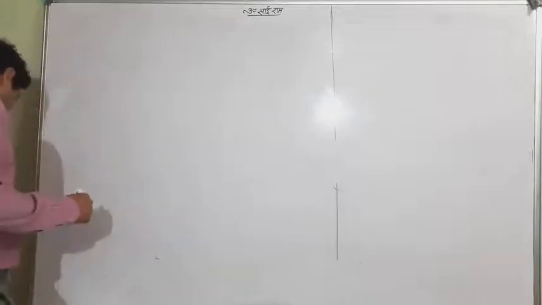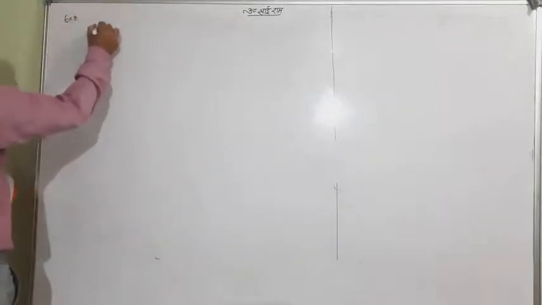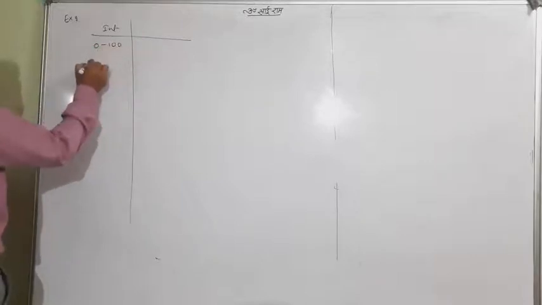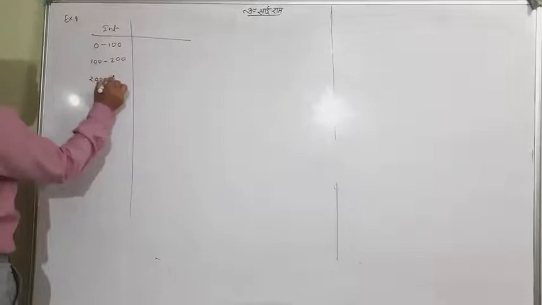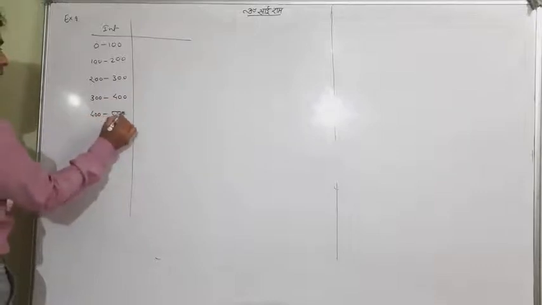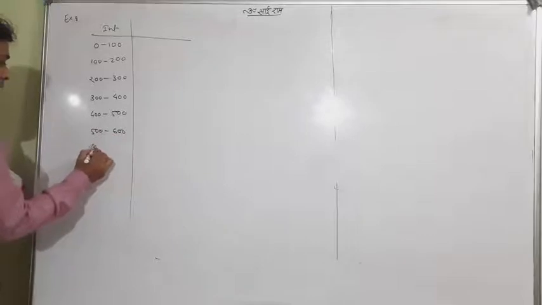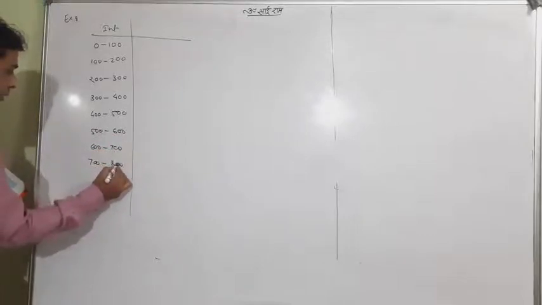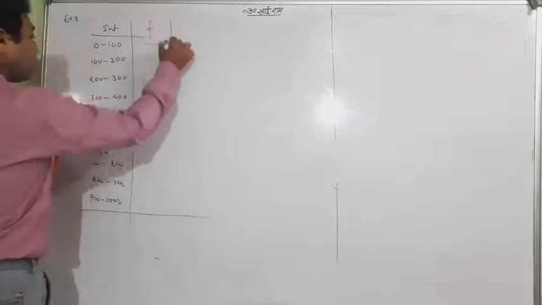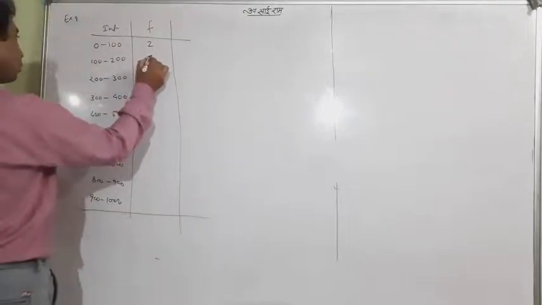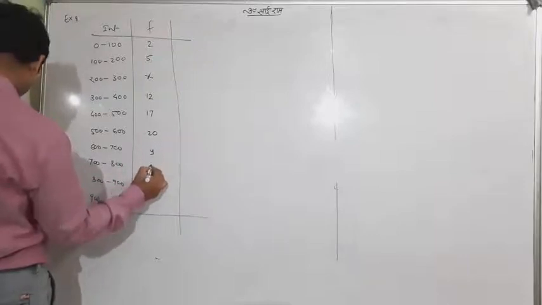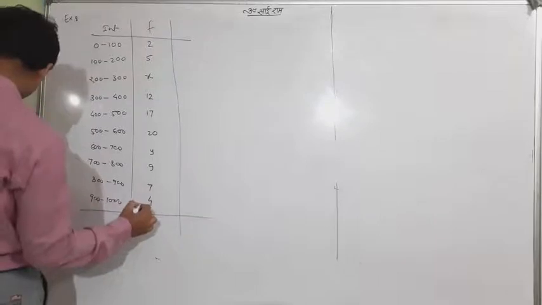We have example number 8, where the interval is given: 0 to 100, 100 to 200, 200 to 300, 300 to 400, 500 to 600, 600 to 700, 800 to 900, and 900 to 1000, and the frequencies are given as 25, x, 12, 17, 20, y, 9, 7, 4. Can you read the question?